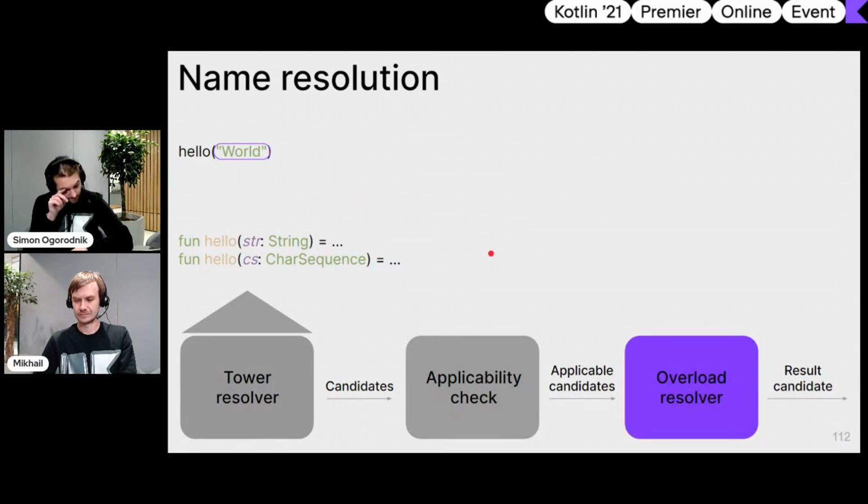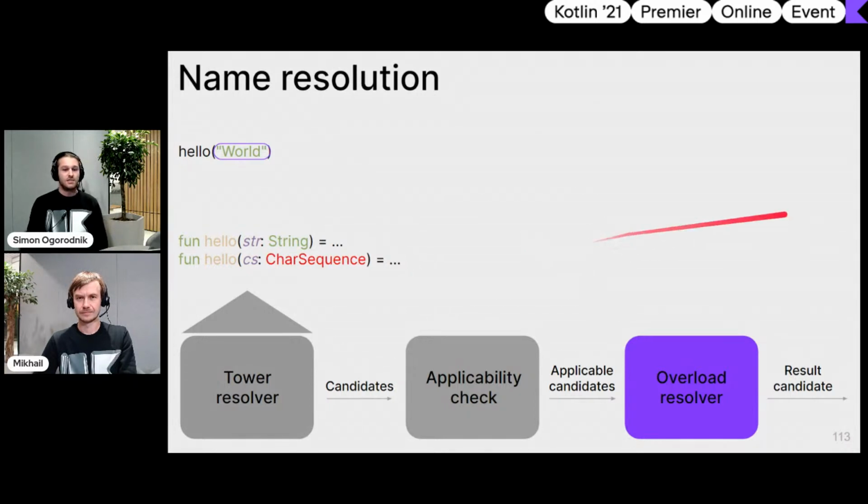Then we pass them to overload resolver. The goal of overload resolver is to select the best candidate if it is possible. If not possible, then it will report ambiguity because it cannot determine which candidate is better. So how does it do that?